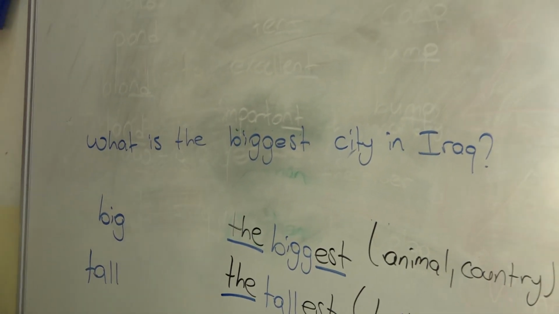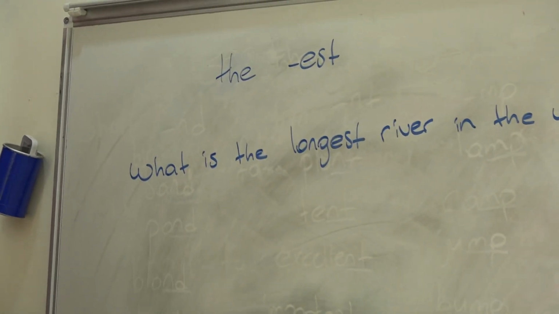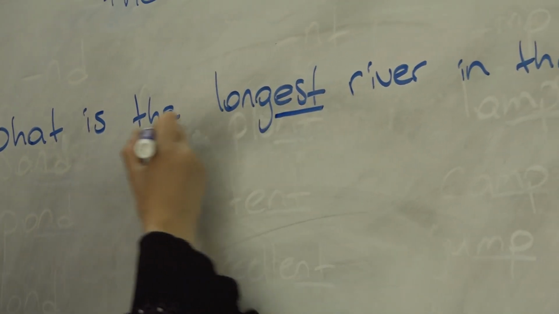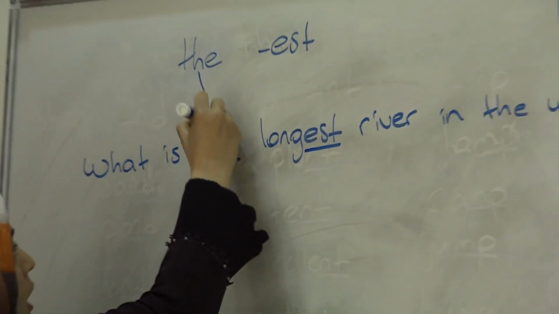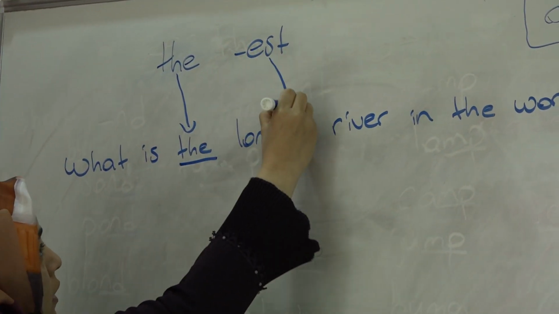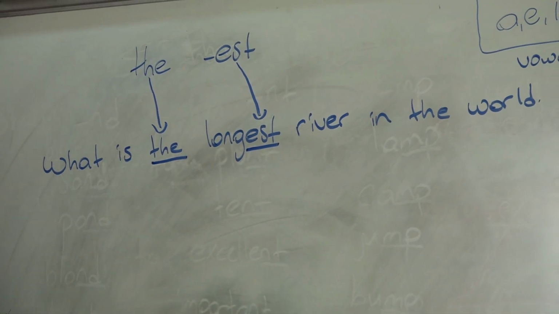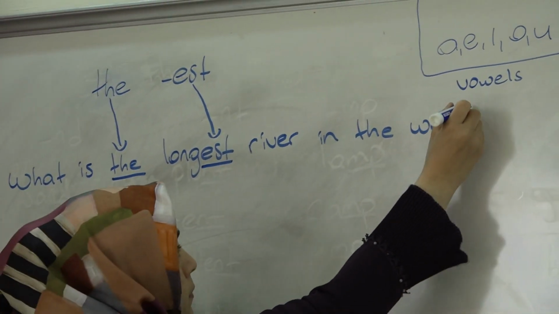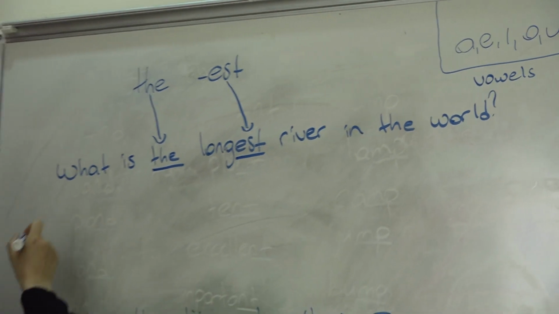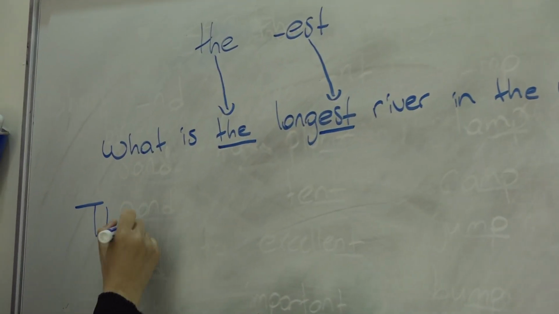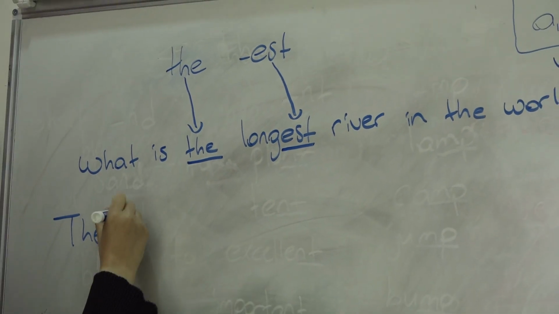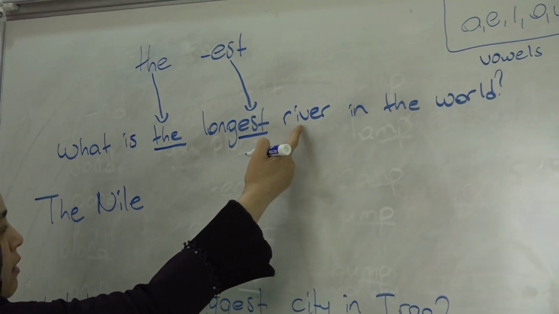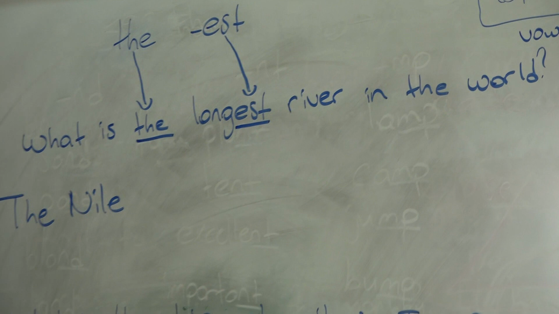When I want to ask a question, I ask in this way. What is the, focus on this part. What is the, I use my formula directly in my question. What is the longest river in the world? In my answer, I use directly what I have in my question. The Nile is a river because it asks the river in the world, the longest.